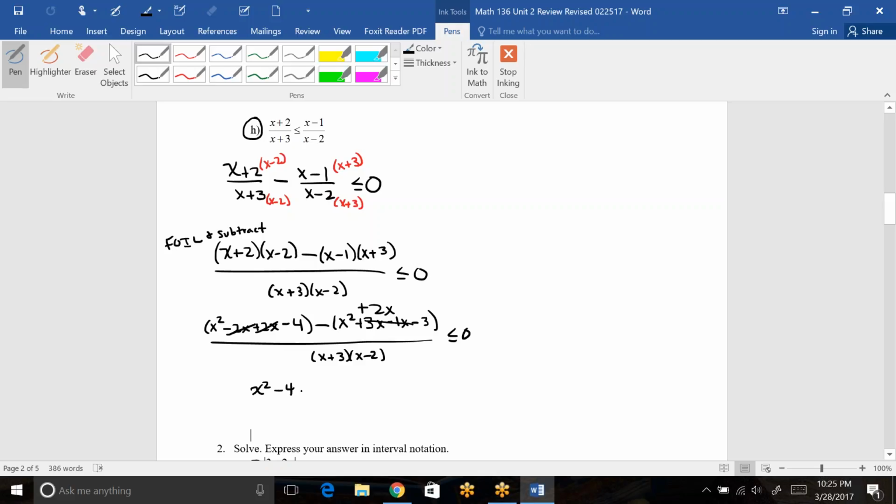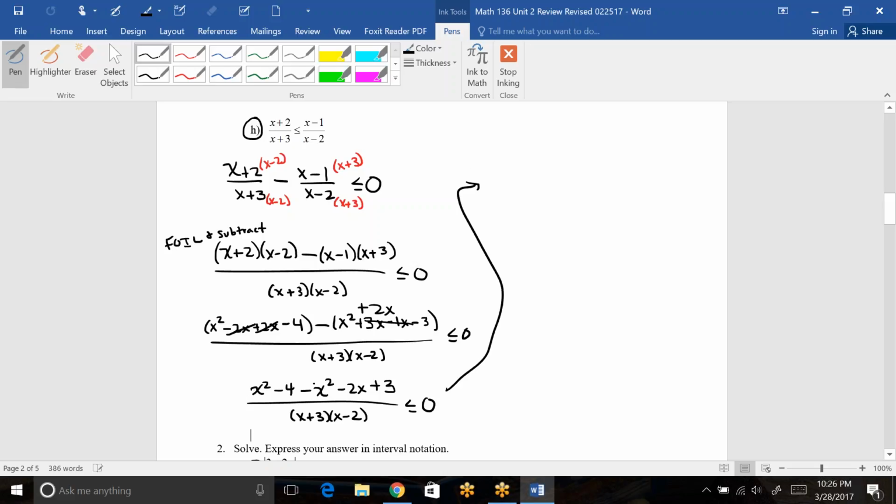Negative 1 times x squared would be negative x squared. Negative 1 times 2x would be negative 2x. And negative 1 out front times negative 3 would be positive 3. So we're almost finished with the simplification. So I'm going to move this up here to finish.